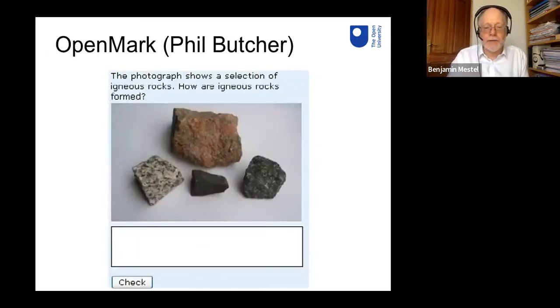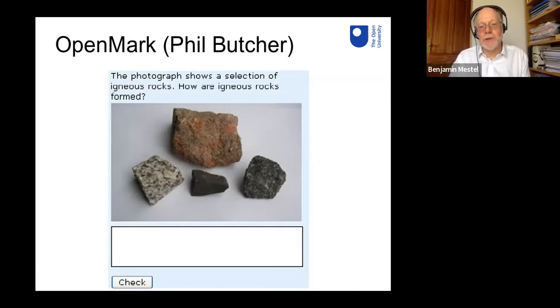to say that there had been a very good tradition of innovation in e-assessment. In particular, the Open University had developed the OpenMark system, an example of which you see in front of you. Obviously, it's not in mathematics. It's in geology, and it's asking students whether they can identify what an igneous rock is.